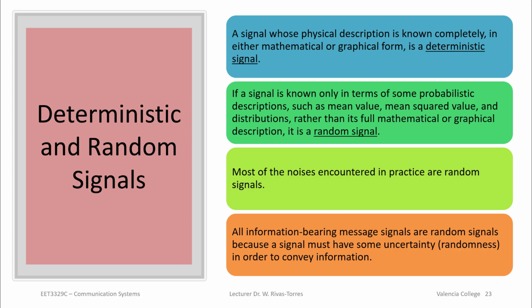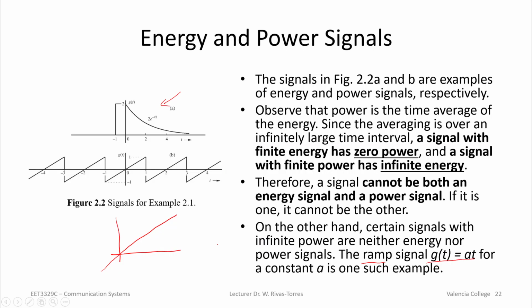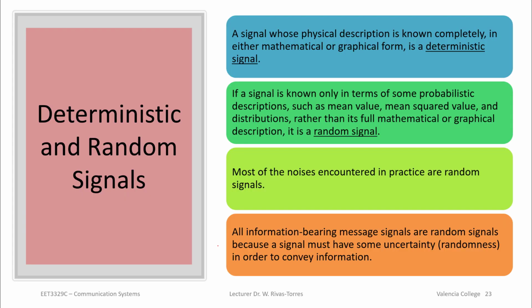Okay, another classification of signals that we mentioned earlier were deterministic and random signals. A deterministic signal is a signal for which you have a mathematical or graphical form, so you know what the signal is going to look like. You have an expression such as these two in figure 2.2. Those two signals are deterministic because I can come up with a mathematical expression for them.